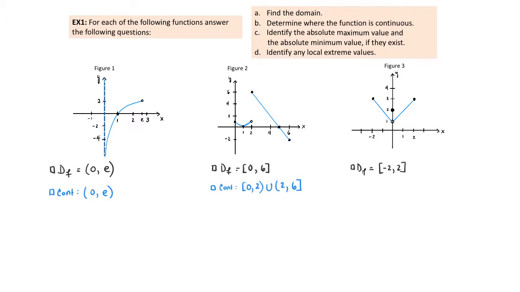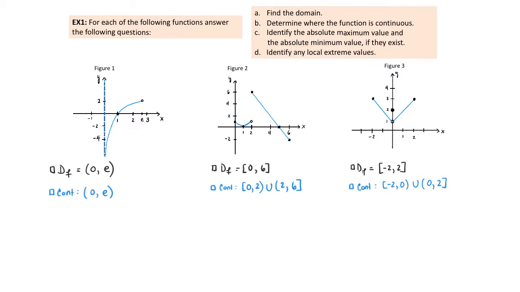Then when we go over to the third figure right here, we see continuity from negative 2, and then when we approach 0, we have a removable discontinuity there. So 0 will not be part of the interval. And then we have continuity all the way to 2. So then we are going to say over here that the function is continuous in the interval from negative 2 to 0, not including 0, and then 0 to 2.